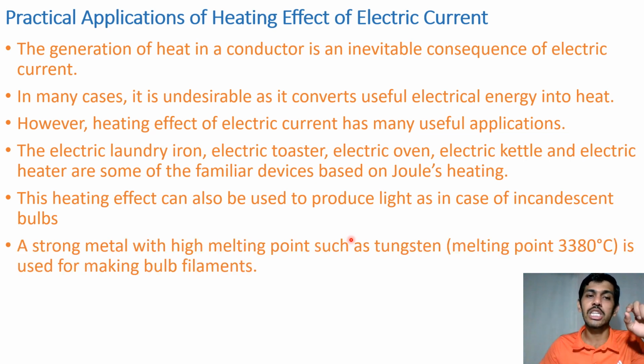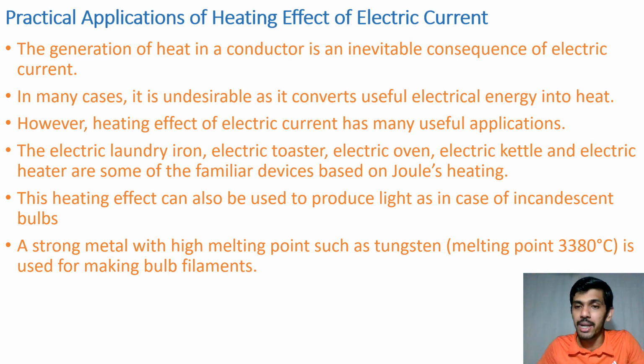How does it work? Which metal is used in the filament of an electric bulb? It is tungsten. Remember, a strong metal with a high melting point, such as tungsten, whose melting point is 3380 degrees Celsius, is used for making bulb filaments. Why is tungsten used for the filament of an electric bulb? They may ask you this question. The reason is it has a very high melting point, of the order of 3380 degrees Celsius.